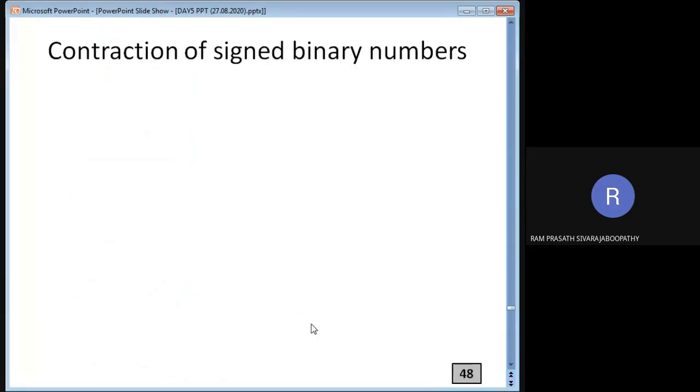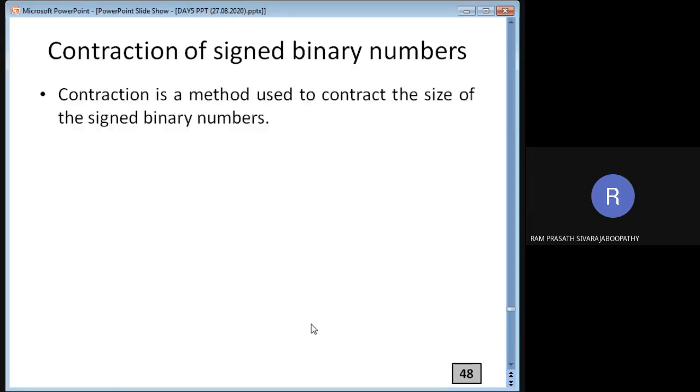Then contraction of signed binary number. இதுக்கு முன்னாடி நம்ம பார்த்தது வந்து extend பண்றதுக்கு பார்த்தோம் இல்லையா? Similarly, we can reduce or compress the size of the binary number. Okay. How we can do? So contraction is a method used to contract the size of the signed binary number. It is the reverse of sign extension operation. Okay. இது என்னது? Sign extension method ஓட reverse operation அப்படின்னு சொல்றோம்.